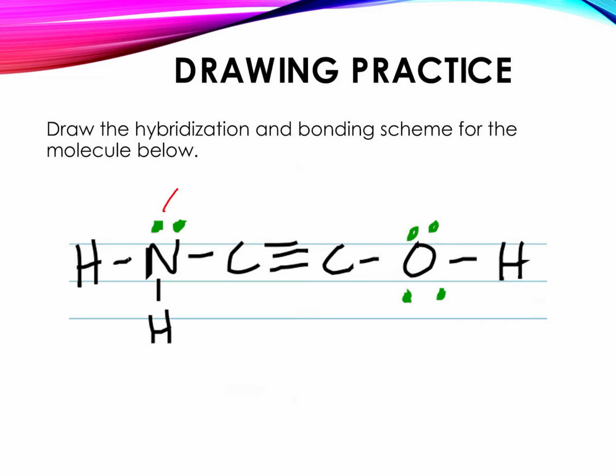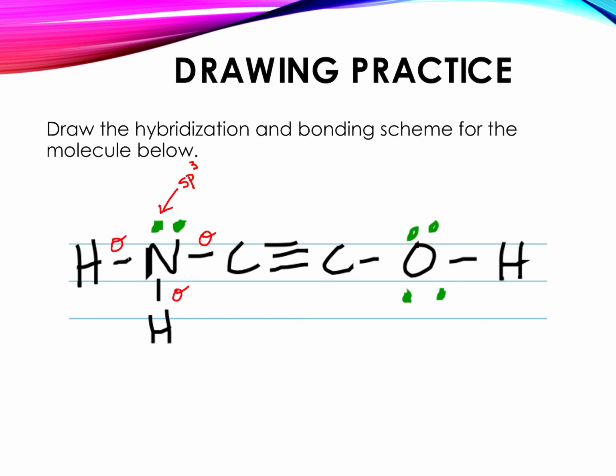If we look at this nitrogen here, it has 4 areas of electron density. It has 3 single bonds and the lone pair. So if it has 4 areas of electron density, this nitrogen is sp3 hybridized. It's forming a single bond with the carbon, so that's going to be a sigma bond. And these are all sigma bonds as well.